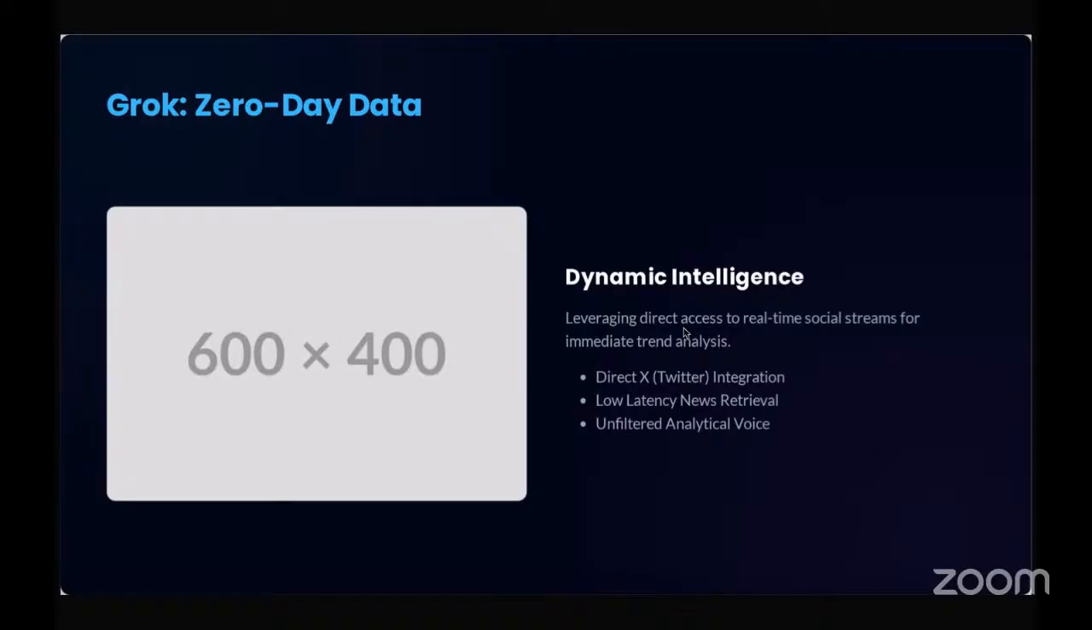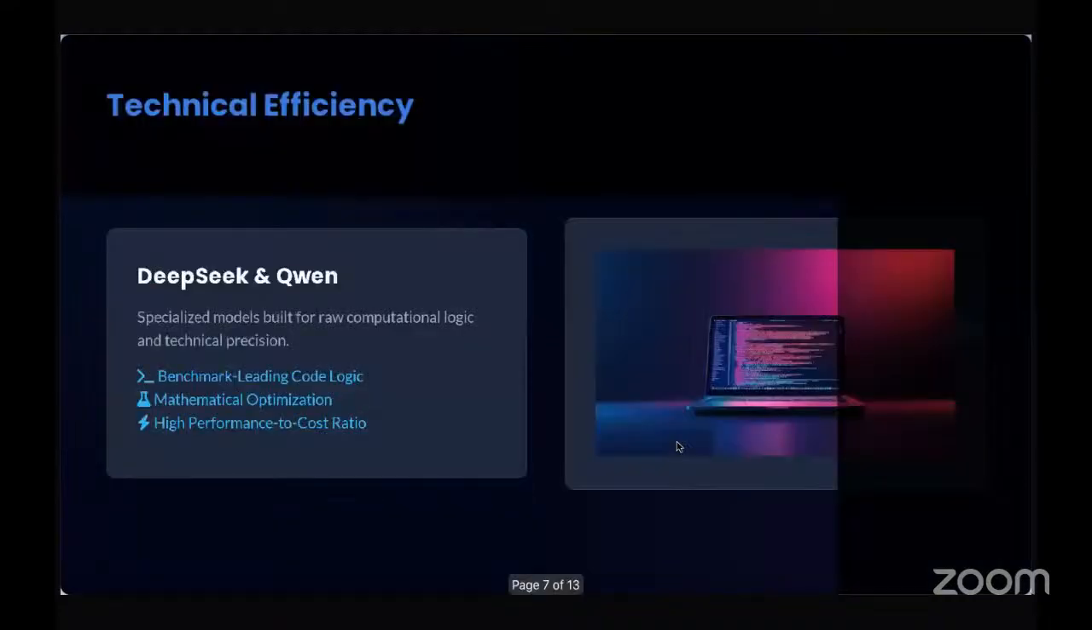Kind of like if you want to figure out about the Super Bowl and you want to see what happened 2 minutes ago, it will immediately gather the data of what people are tweeting about and give you the final result. So this is the cool thing about it, is that it is great when you want to know the news, when you want to know the drama of what's happening. So if, for example, there's a crypto crash, you definitely know about it. So leverage and direct access to real-time social streams for immediate trend analysis. As I said, it's directly integrated with Twitter, or what's known now as X, and it has low latency news retrieval, and it has an unfiltered analytical voice. It will tell it to you as it is.